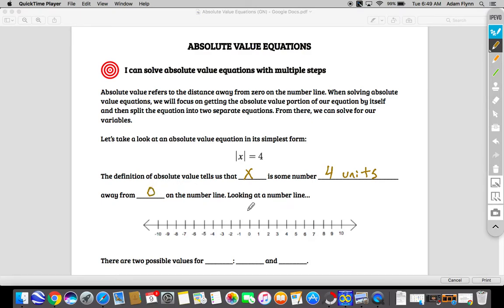So taking a look at a number line, I'll make a star at 0, because this is what we're always focused on when dealing with absolute value. So 4 units away, that means my solution could be 4, and it's going to be negative 4, because negative 4 is also 4 units away from 0 on the number line. So there are two possible values for x: 4 and negative 4. Okay, pause the video if you need more time.